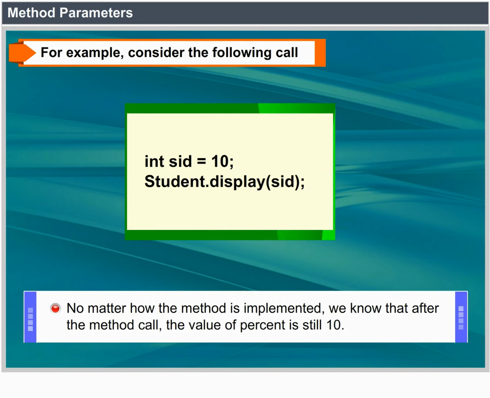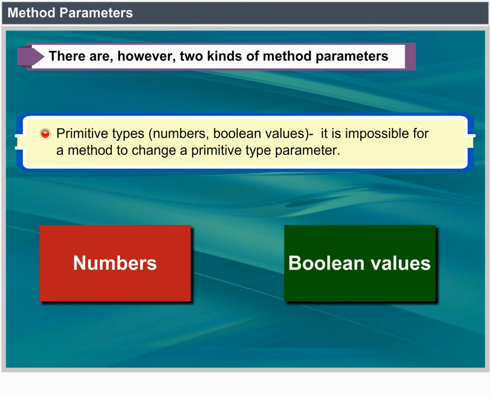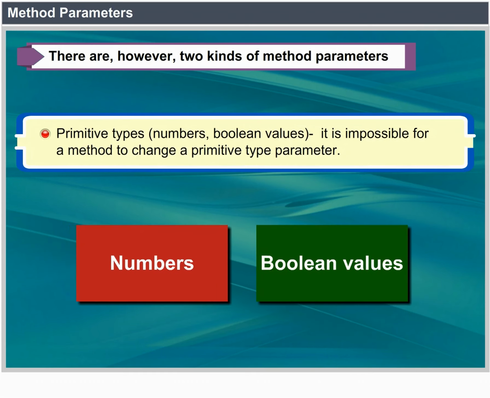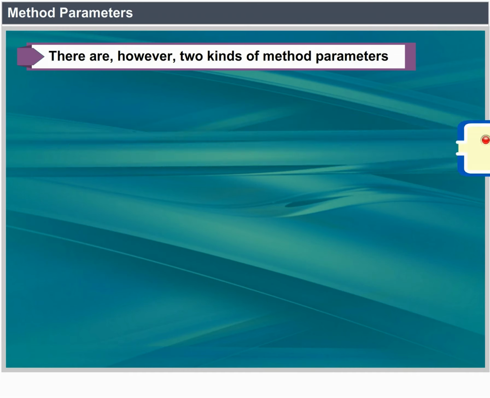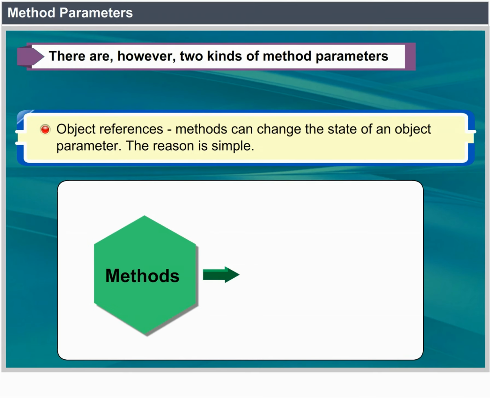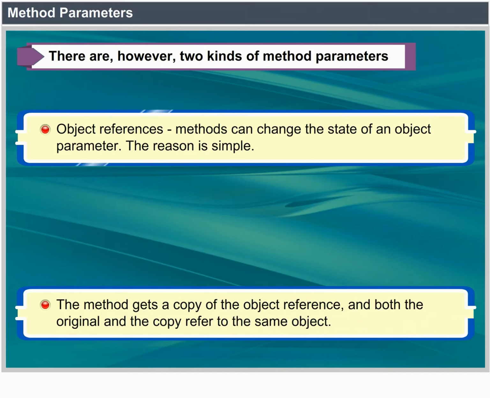There are, however, two kinds of method parameters. Primitive types: numbers, boolean values. It is impossible for a method to change a primitive type parameter. Object references: methods can change the state of an object parameter. The reason is simple. The method gets a copy of the object reference, and both the original and the copy refer to the same object.